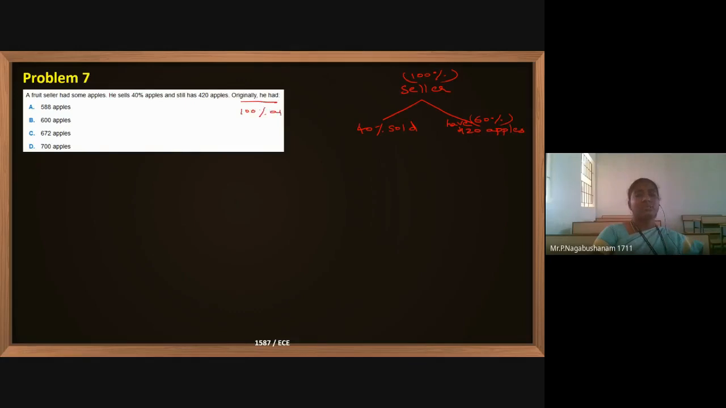That is the question. Okay. So now what will I do? 60% apples is nothing but 420. 100% apples is how much? So 100 divided by 60 into 420 is this question mark value.